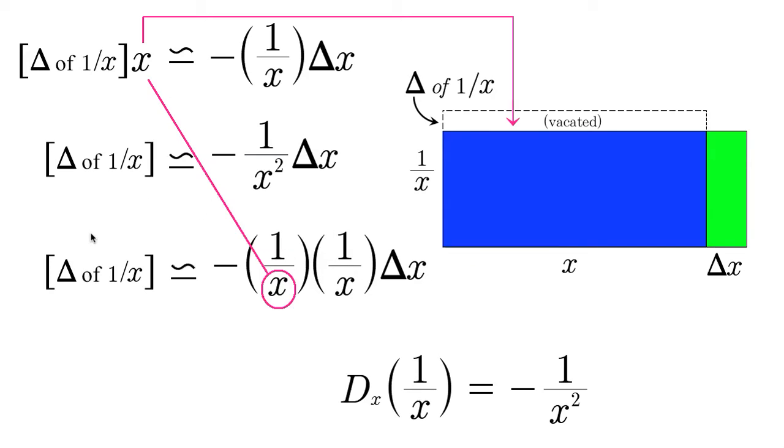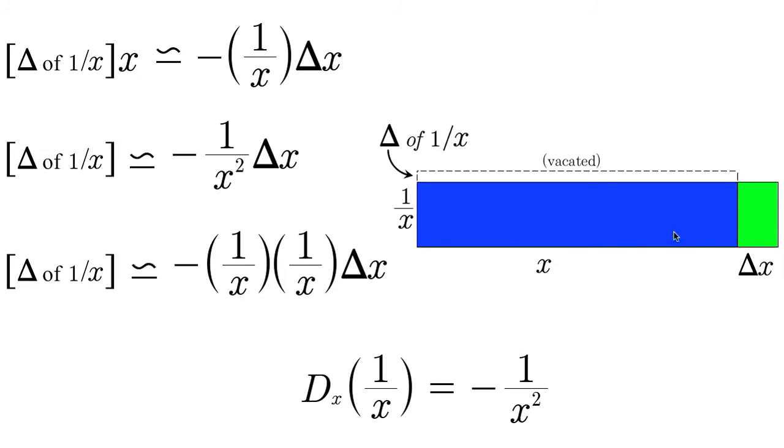The size of the change in 1 over x is related to two factors of 1 over x. That's what we're going to show. And it'll be easier to see that if we make a more extreme rectangle. I'm going to make the first x bigger so the rectangle is longer and therefore lower. So let's look at that. Longer, lower, same delta x.